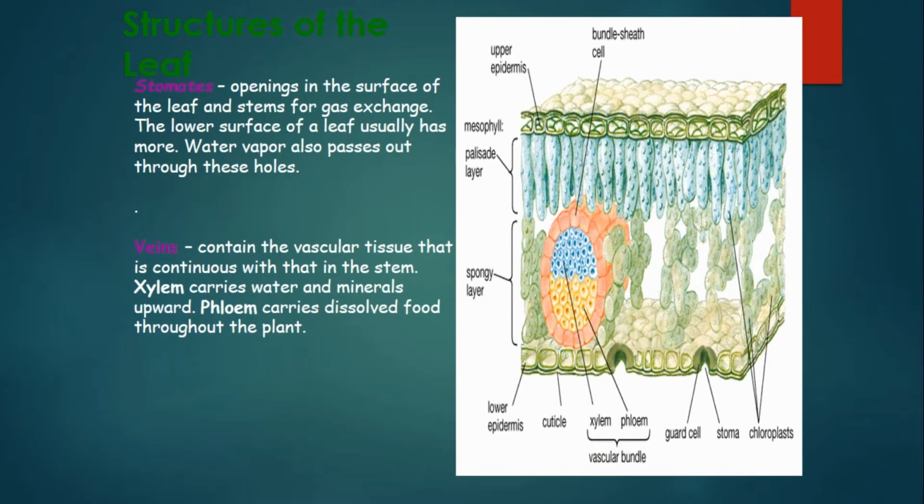Continuing on with the video, the structure of the leaf, you have your stomata. This is the opening on the surface of the leaf for gas exchange. We'll go into that in more detail. They're basically little holes in the plant that allow the plant to accept gas. Water vapor also passes out through these leaves. It is basically like the mouth of the plant. They're used to breathe, inhale, exhale.